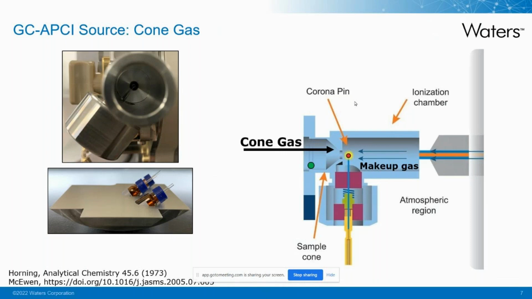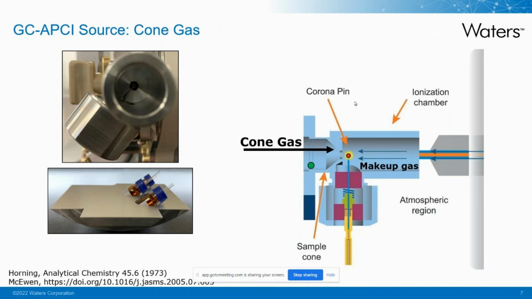On the right-hand side, I'll draw your attention to the diagram of the source. We see the GC column coming in from the right into that region where there's a reduced volume insert that goes into this source. The source itself has a large open architecture, which makes it nicely amenable for electrospray or APCI with LC. And when we go to GC, we add this insert listed as the ionization chamber. Inside that chamber is a corona pin. Again, the generic technique is GC-APCI.